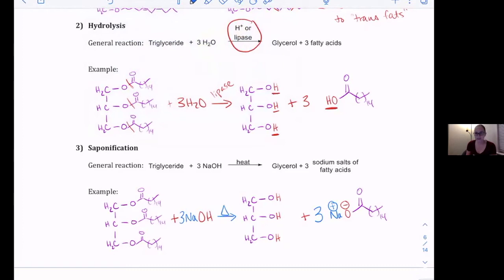So we've learned this reaction, called it a slightly different thing. Well, we still called it saponification. But remember, this is the process of making soap. Saponification, soap, is where that root is from.